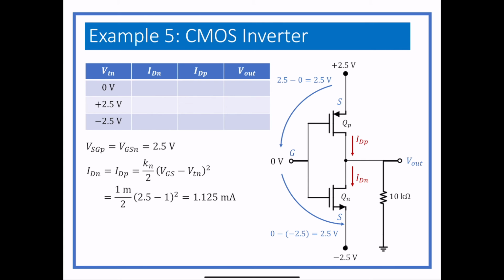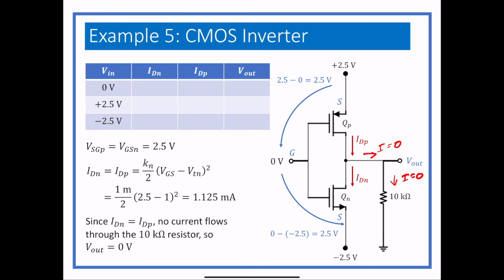So in this case, there is no current going this way, which means there is no current here, which means that V out is just going to equal 0 in this case, because if there's no voltage drop across the 10 kilo ohm resistor, it's shorted to ground. And so we get V out equals 0. So V in equals 0, V out equals 0.